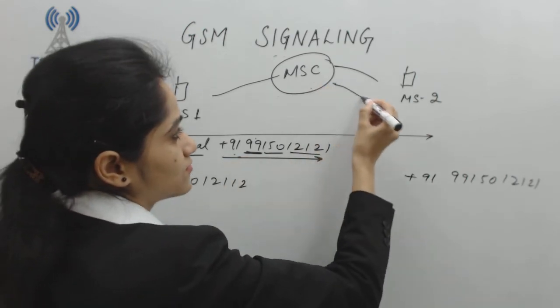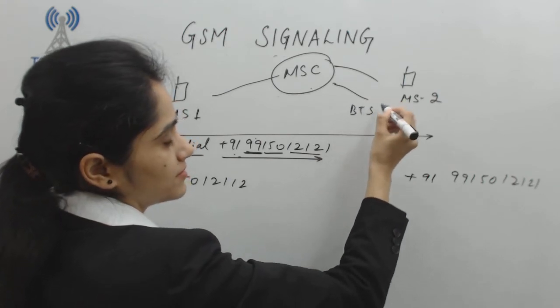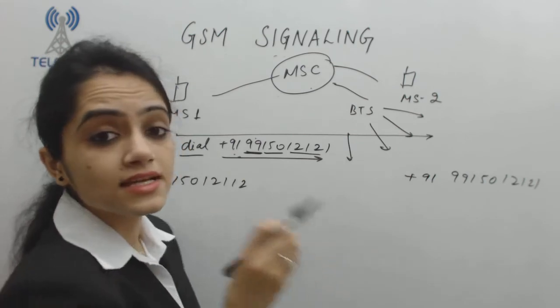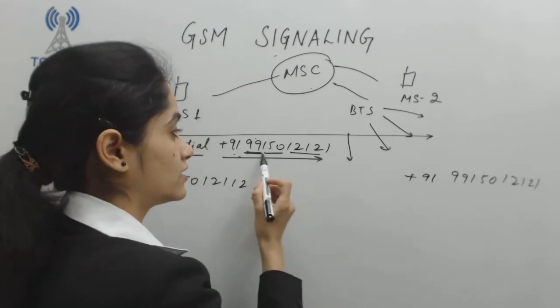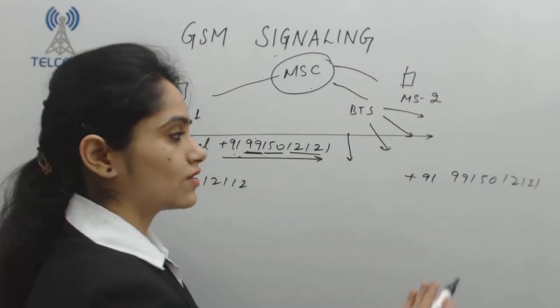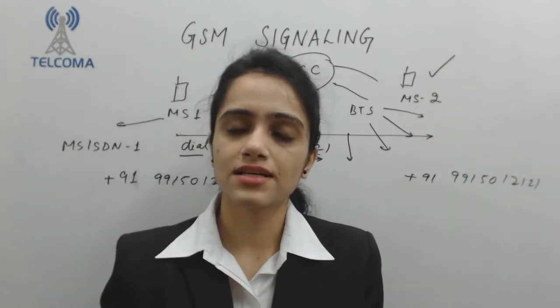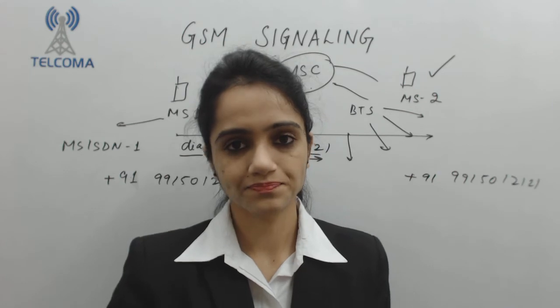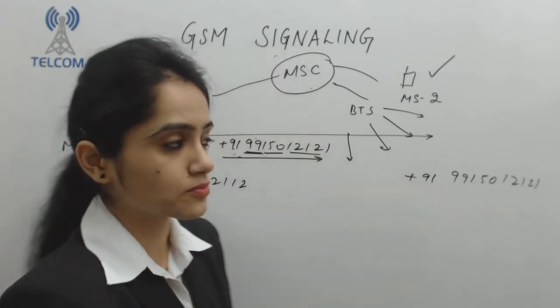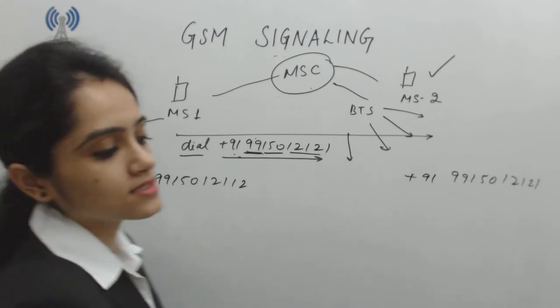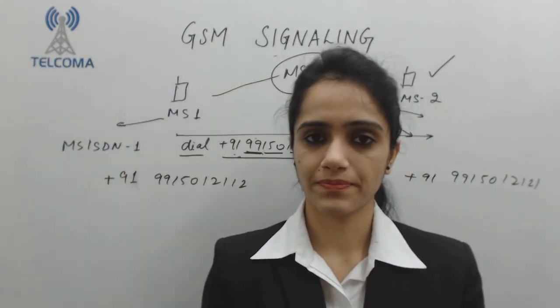So this MSC with the help of the nearby BTS will send a paging message. Paging message that here is a call for this number. So whosoever number it is will accept. That means ringing starts on that number. So this is the basic procedure. So that means this MSISDN is used to locate a user.